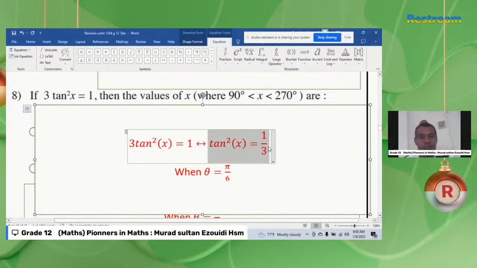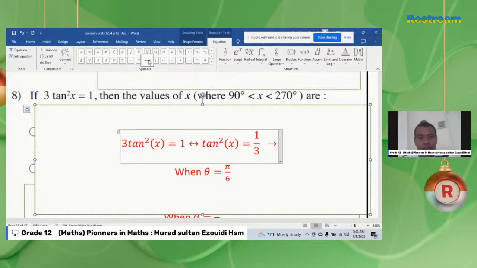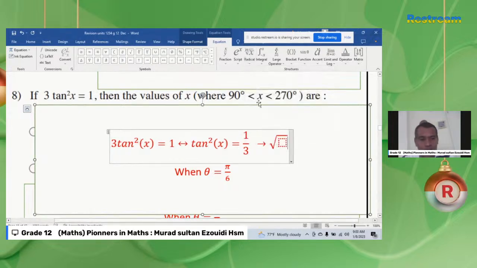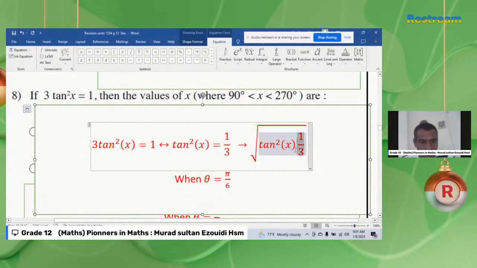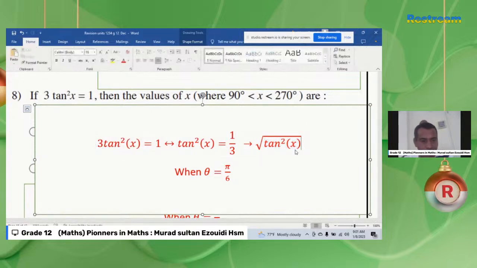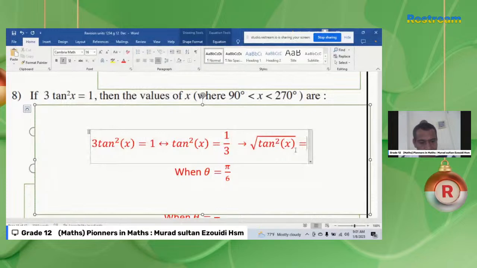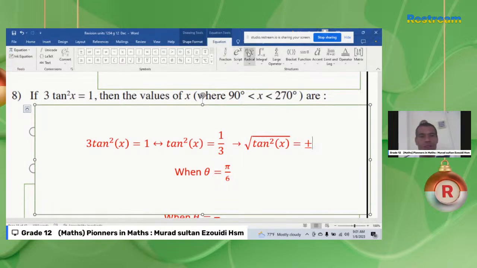So this will give me the root of tangent squared equals plus or minus the root of 1/3. Root of 1/3.